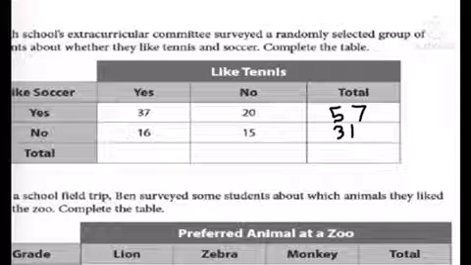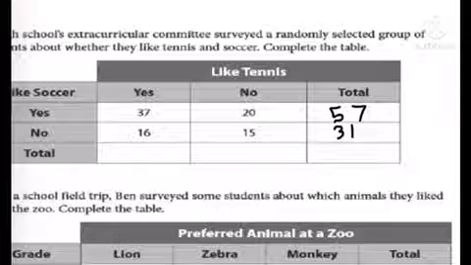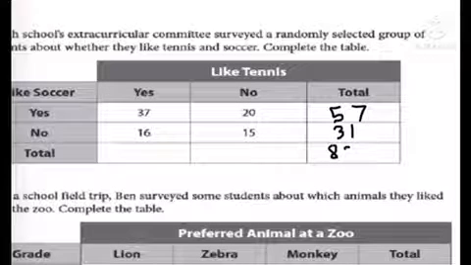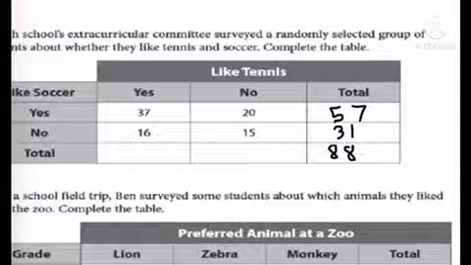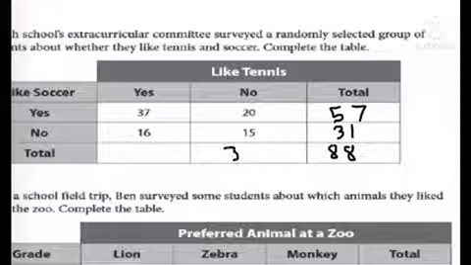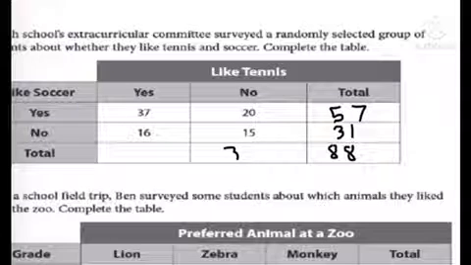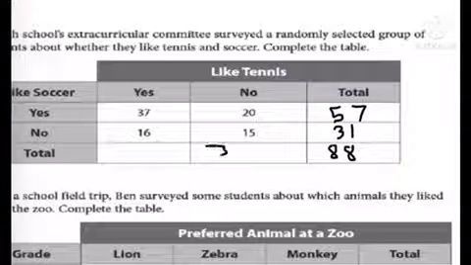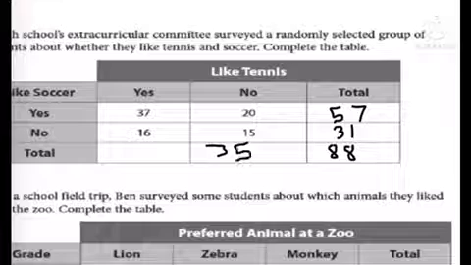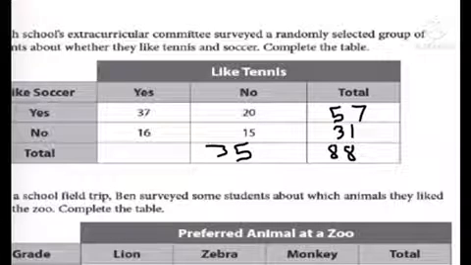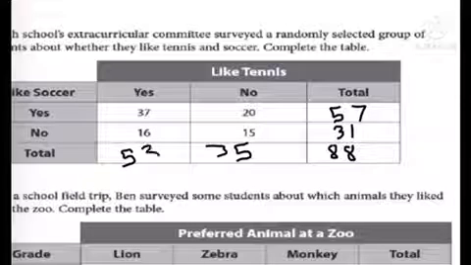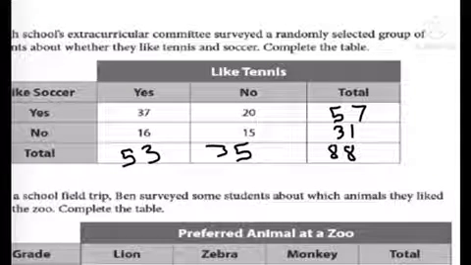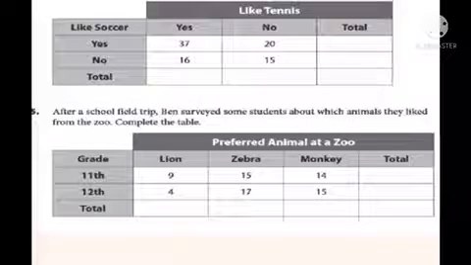And 57 plus 31 gives us 88. And 20 plus 15 gives us 35. And 37 plus 16 gives us 53. So our table is complete.